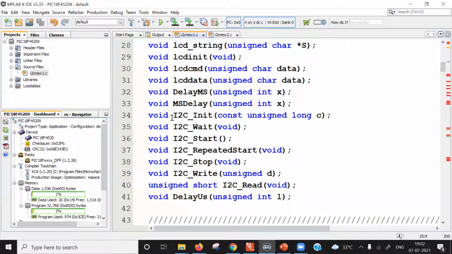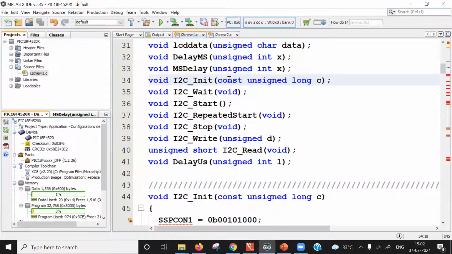Now here the new functions are I2C INIT. This function is not returning any value, so the return type is void. And we are passing an argument here, so that's why the argument is defined. And we are passing a constant value. Then there is the I2C wait function. So what we have done here is we have first of all declared function prototypes. These functions are written in subsequent parts of this file. So function prototypes are declared first.